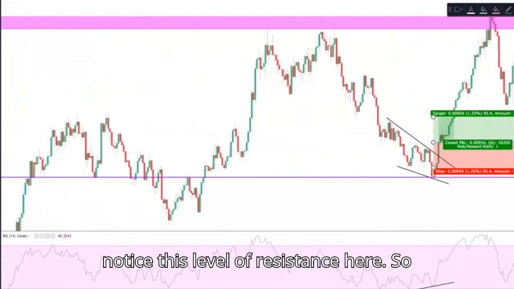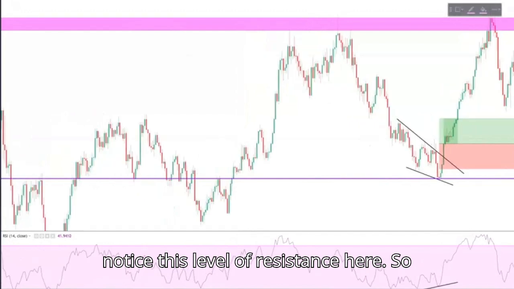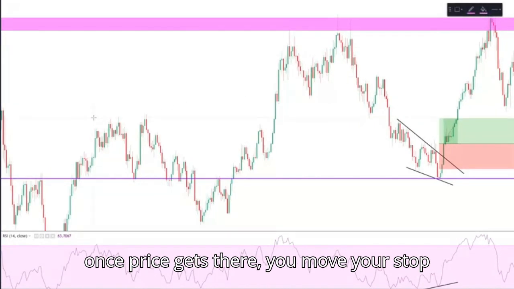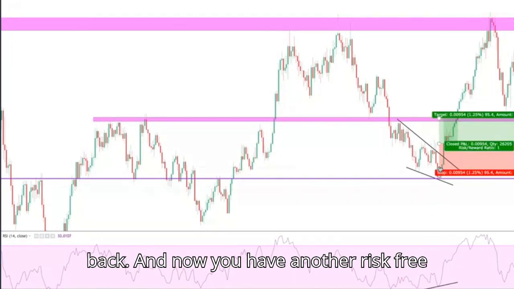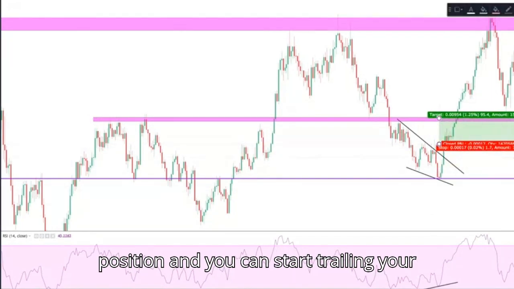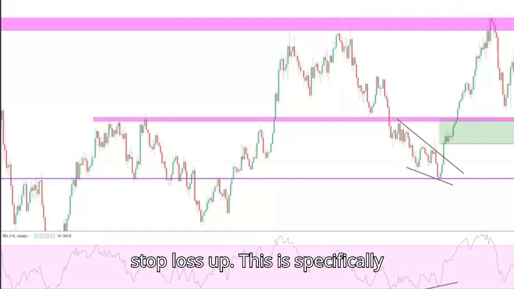Also, you notice this level of resistance here. Once price gets there, you move your stop loss to break even in case price pulls back. And now you have another risk-free position and you can start trailing your stop loss up.